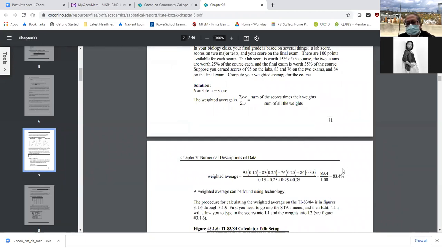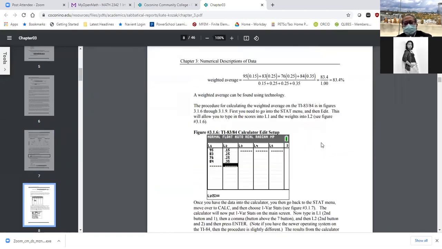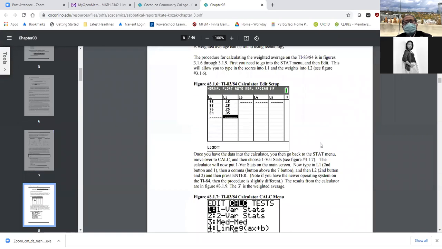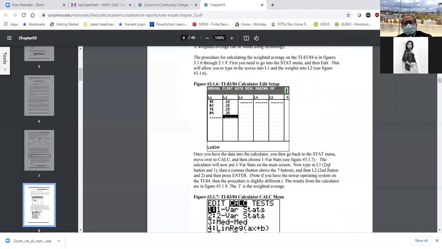The same thing applies in our class. I put weights on homework, exams, and the final project. Using the weights, you can find the final grade. That's why it's very important to complete all of the assignments, including the exams. This is a way to find the weighted average using the calculator.